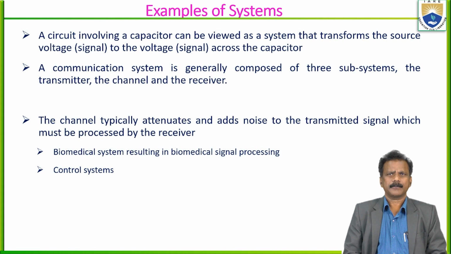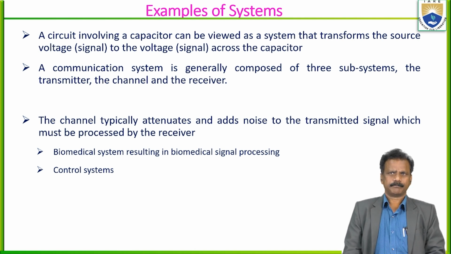The circuit involving the capacitor can be viewed as a system that transforms the source voltage. You can consider the voltage across the capacitor as a signal. The circuit is involving the capacitor, the condenser. It is what we call a passive component. Using this particular passive component, it can be viewed as a system that transforms the source voltage to the voltage across the capacitor.